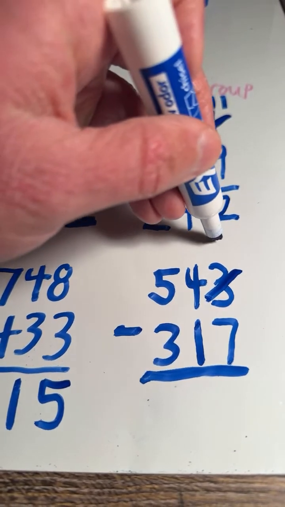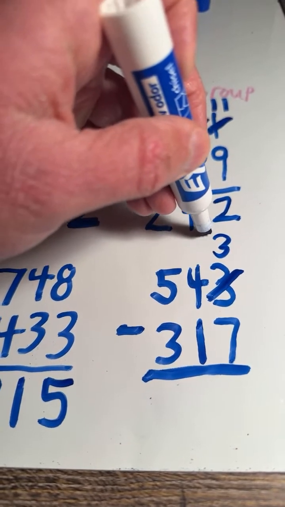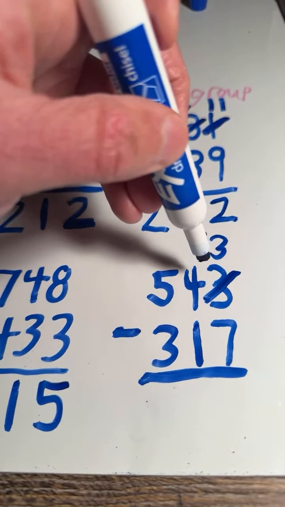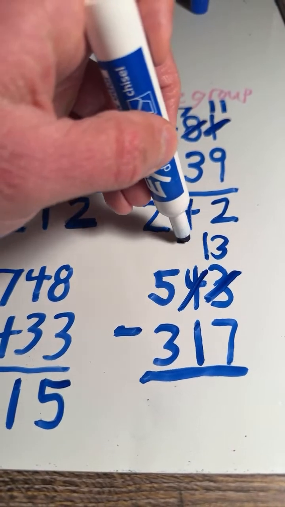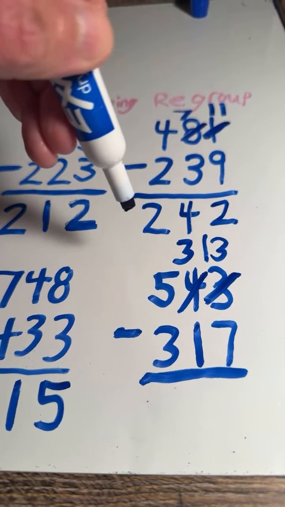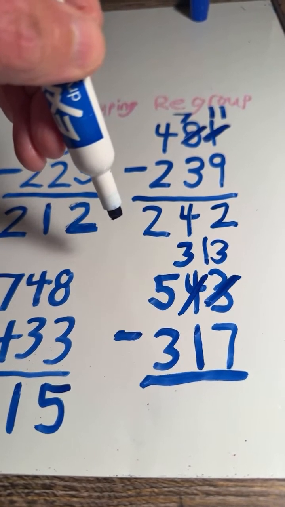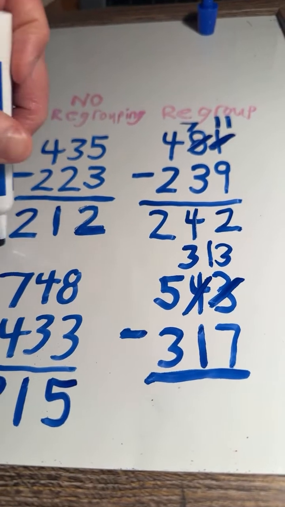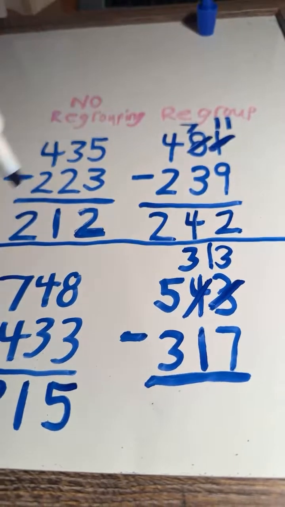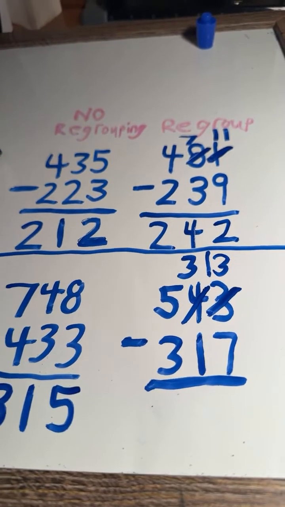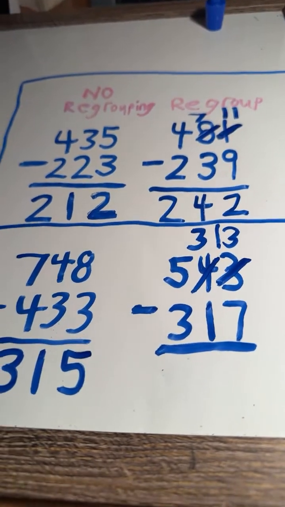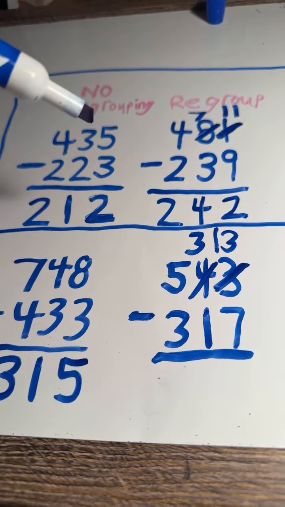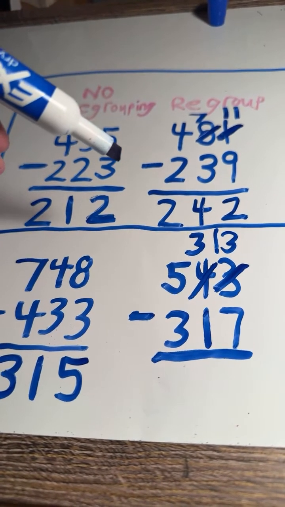Think of it like this. You're rewriting the number and putting a 1 in front of it. Then we have to take away 1 from the tens place. The 4 becomes a 3. That way the problems will stand out a little more. All right, now we're ready to subtract.